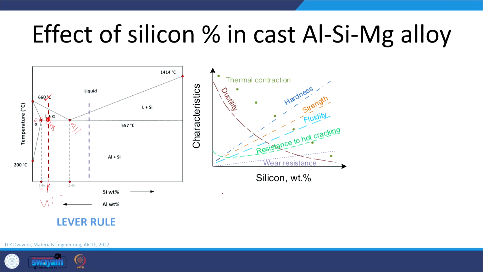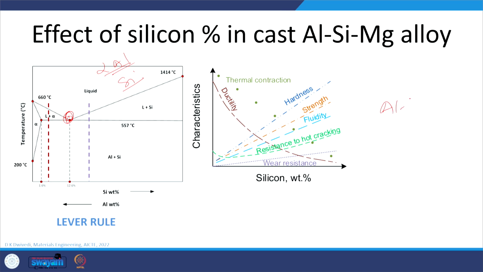If you want to determine the percentage of alpha aluminum, it will be equal to AB divided by BC. AB is how much? 12.6 minus 4, divided by 12.6 minus 1.6. This gives us the alpha aluminum, and the balance will be the eutectic, which will be very small. And we can also determine the proportion of the various phases, like silicon and alpha aluminum, in the eutectic mixture corresponding to 12%.